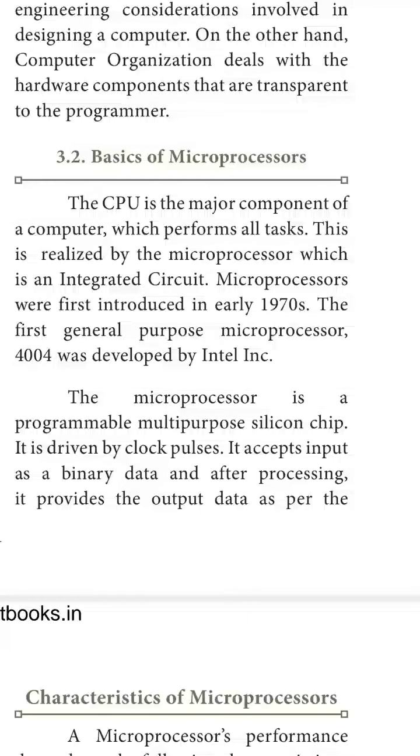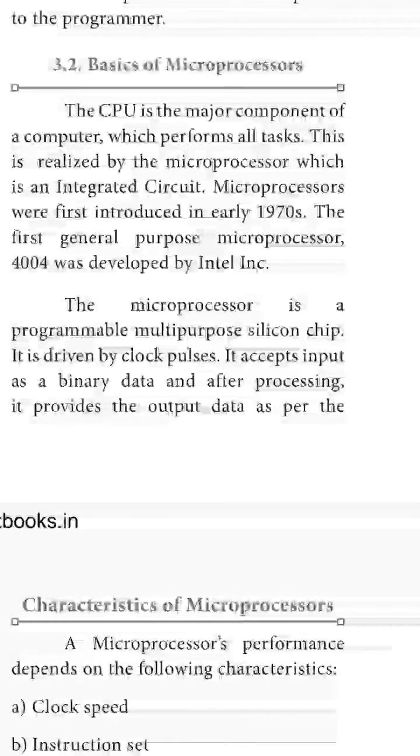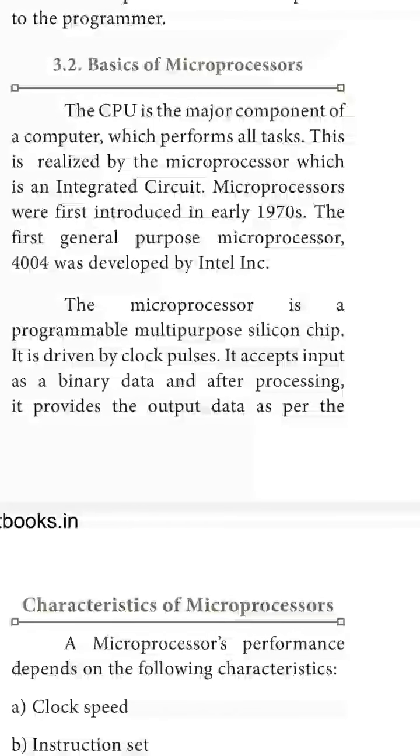The first general purpose microprocessor was 4004, developed by Intel Corporation. The microprocessor is a programmable multi-purpose silicon chip. It is driven by clock pulse. This is an important remark. What is clock pulse? The clock pulse is the time signal that is used inside the CPU.